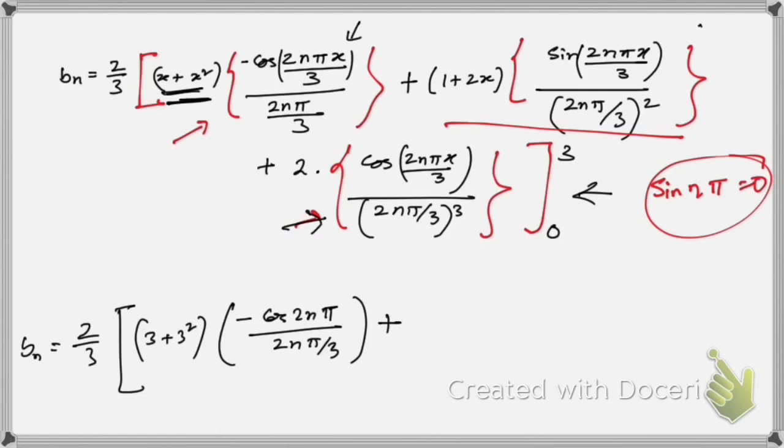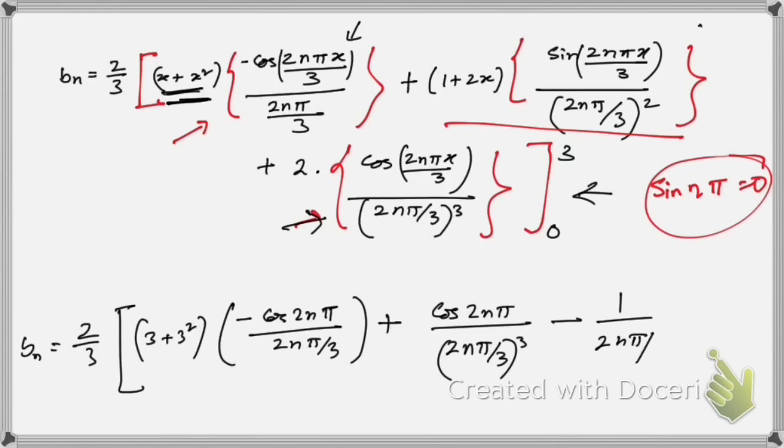Here you can see, if you put 3 here, this 3 will be cancelled in that case, then you're going to have cos 2n pi by 3 whole cube. That's what you will get. Again, if you put 0 here, you're going to have minus 1 by 2n pi by 3 whole cube. That's what you will get, right? So hope you have understood this. Now let me copy this result and let me go to the next slide.